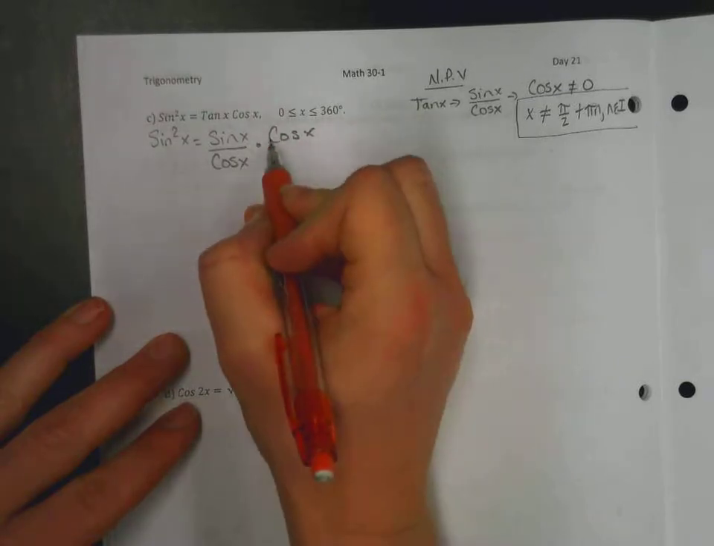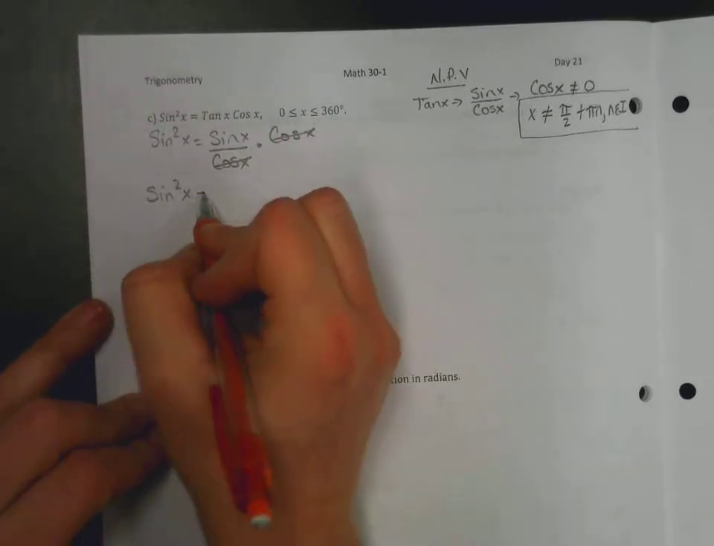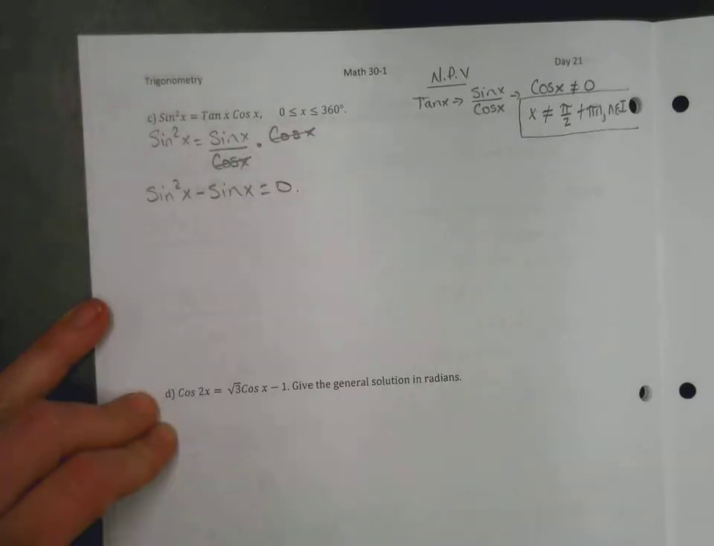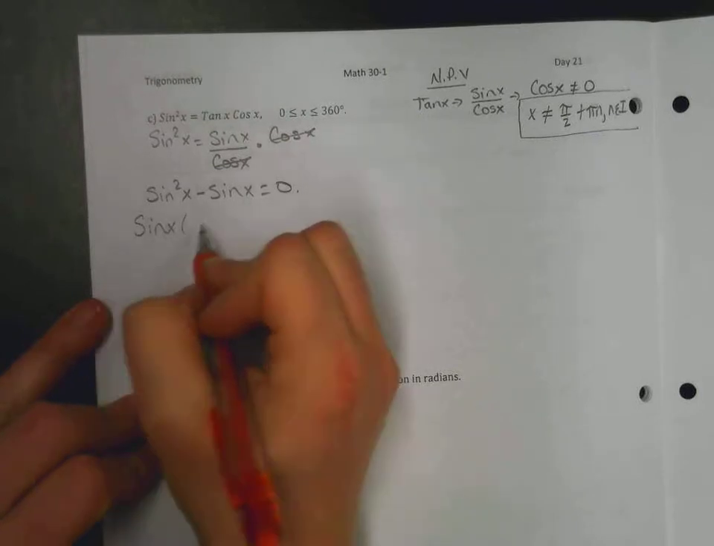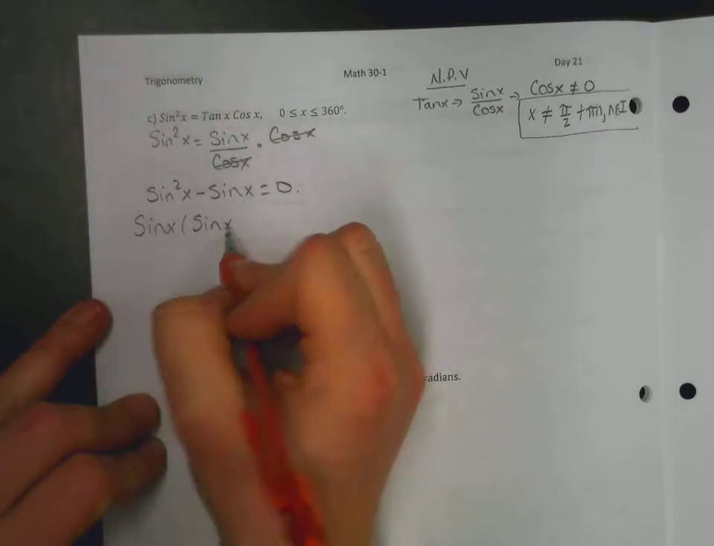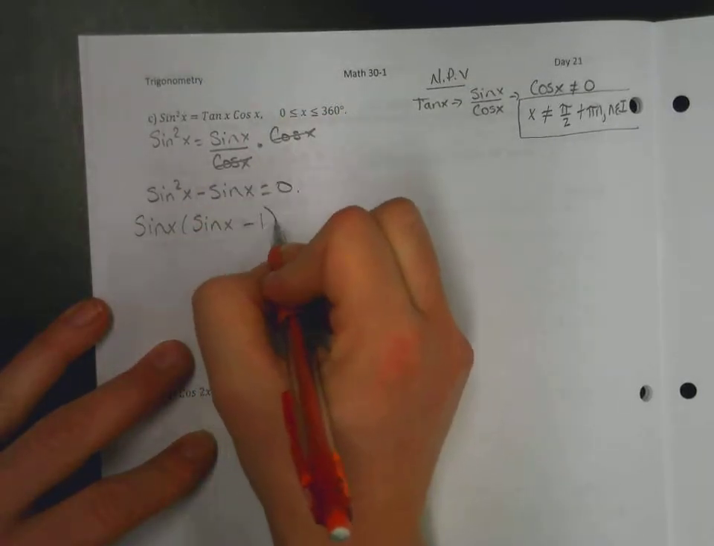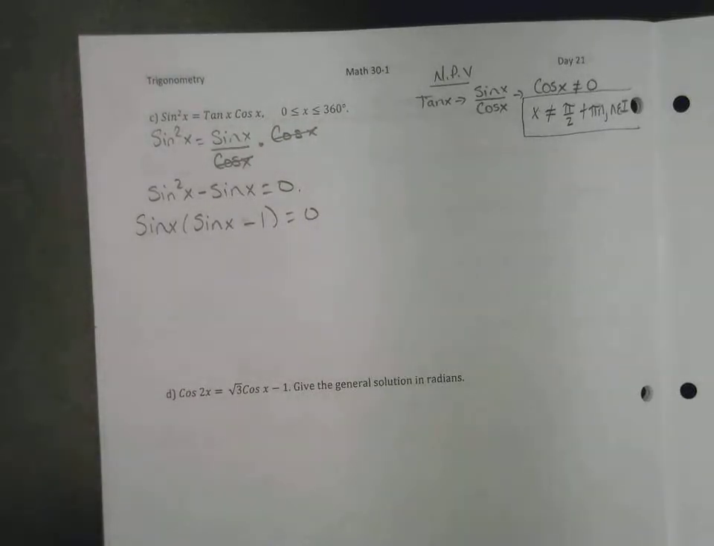And so what happens is our coses actually just cancel each other out. Because I'm working with a quadratic equation equal to 0, now I'm going to move this sine of x to the other side of my equation. Now I can factor out a sine of x. And we're left with sine of x times sine of x minus 1.